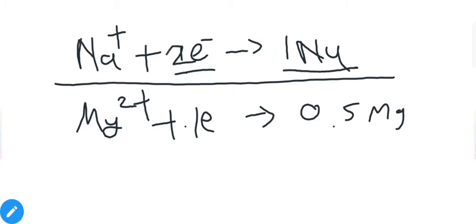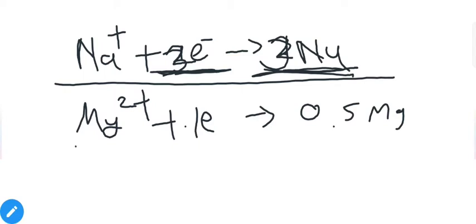But if you use 2 moles of electrons, you will get 2 moles of metal. If you use 3 moles of electrons, you will get 3 moles of metal. So as we increase or decrease the quantity of electrons, our product is also affected, and they are in a direct proportional relationship.